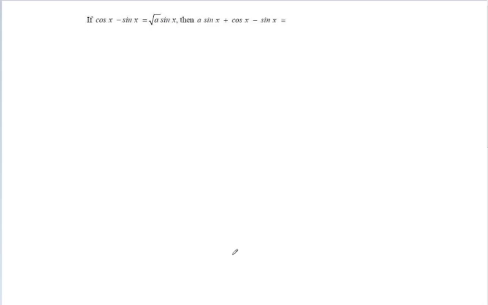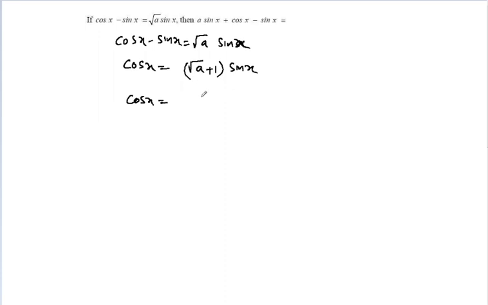cos x − sin x = √a sin x. Then a sin x + cos x − sin x is equal to dash. Here it is given cos x − sin x = √a sin x. So from this, cos x = take sin x common, that is (√a + 1) sin x. So cos x is equal to, rationalizing, (√a + 1)(√a − 1)/(√a − 1) into sin x.